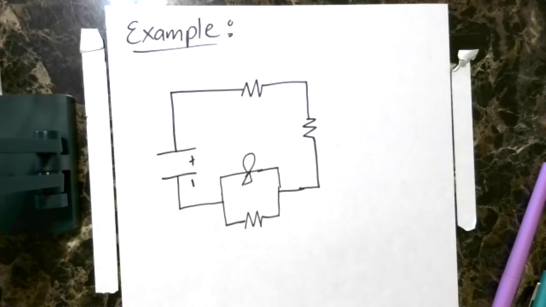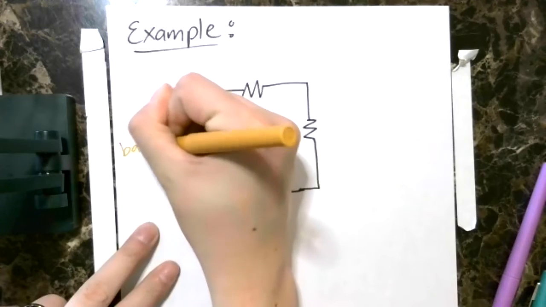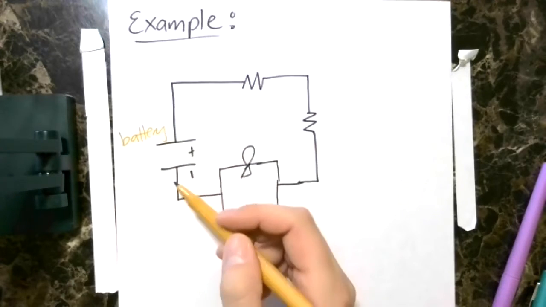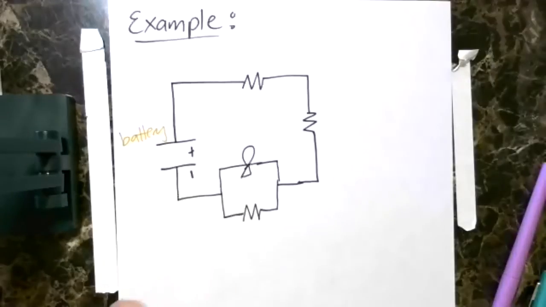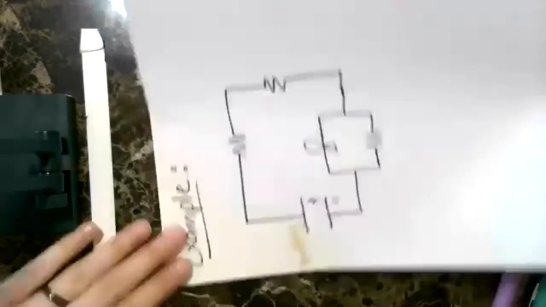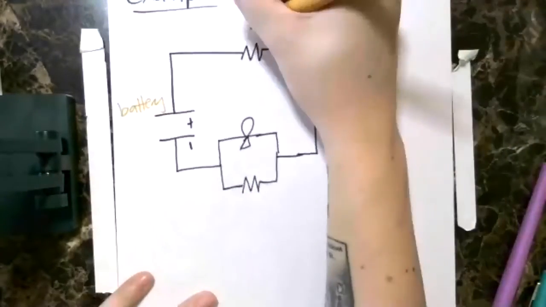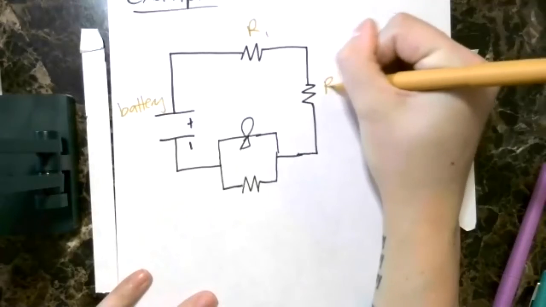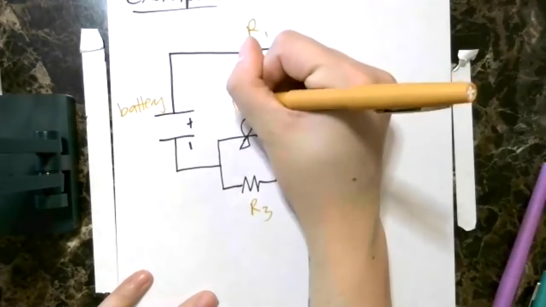Let me label what we have. So we have battery, and see how this time for the battery, it's on the vertical side. A lot of these circuits, you may have to actually print it out and move it if it helps you visualize it better. So we have battery, we have resistor 1, resistor 2, resistor 3, and a light bulb.